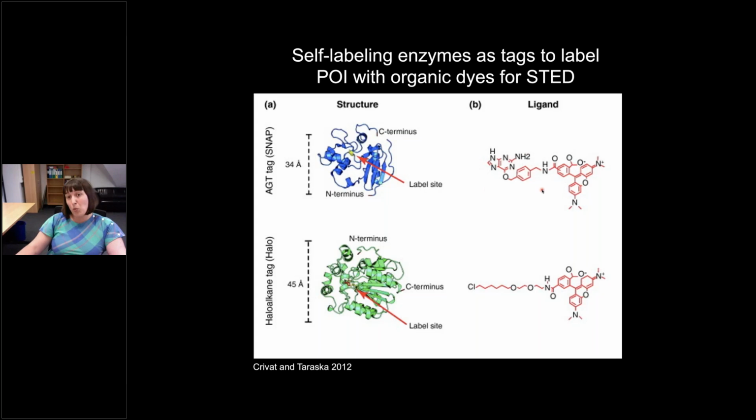It's a benzylguanine ligand in the case of the SNAP tag and a chloroalkane ligand in the case of the Halo tag. Basically, our ligand will be covalently attached to the SNAP and Halo tags themselves. When this ligand is conjugated to an organic dye, to a fluorophore, our fluorophore will also be covalently attached to SNAP and Halo. And because they have specificity for different ligands, they are the perfect set of tags for dual color live cell imaging.